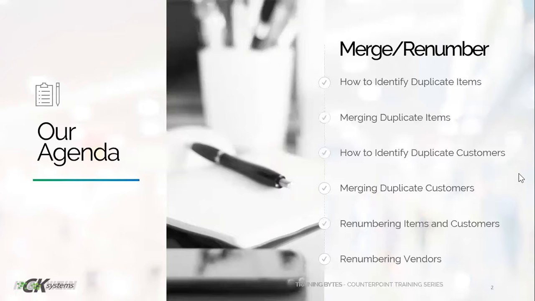There we go. Okay, so I'm going to show you how to merge duplicate items. I'm going to show you how to identify duplicate items, duplicate items and duplicate customers. And then I'm going to show you how to renumber items and customers and also how to renumber vendors. It's going to be fun.